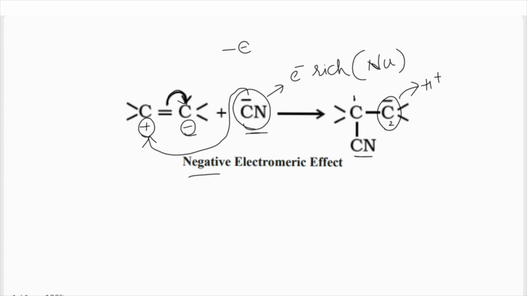So this is the weak and temporary effect that we can see in molecules with a double bond or triple bond, and it only happens in the presence of an attacking reagent. These are the two types of electromeric effects, plus E and minus E.